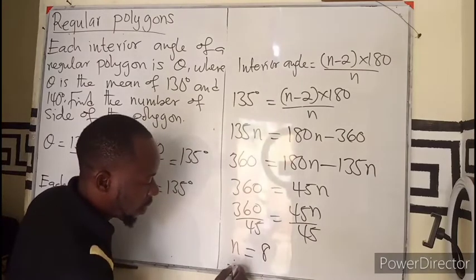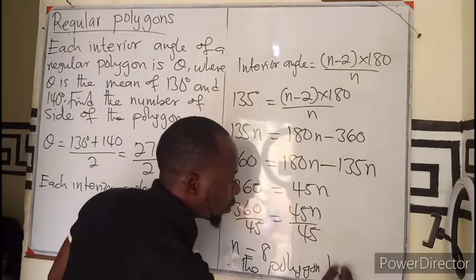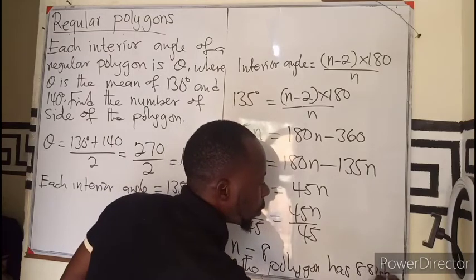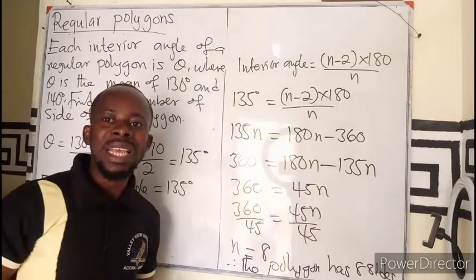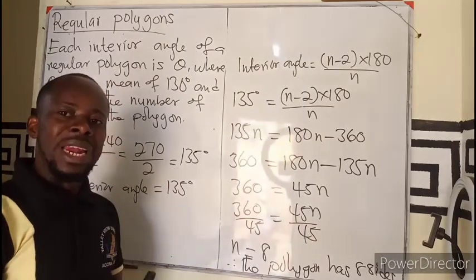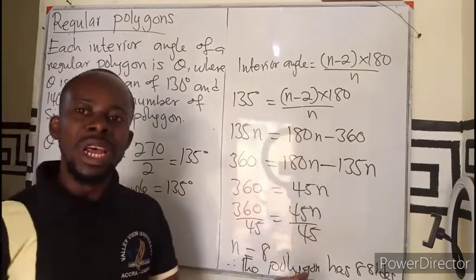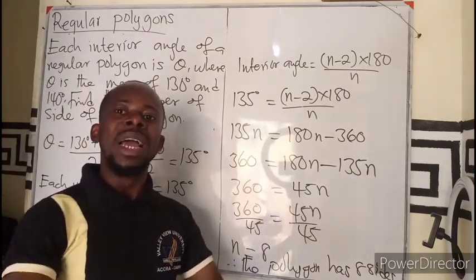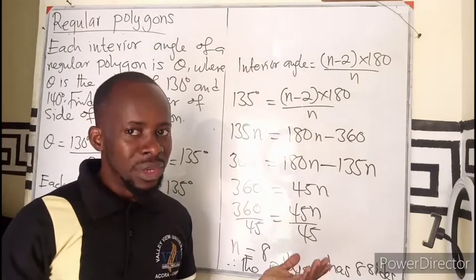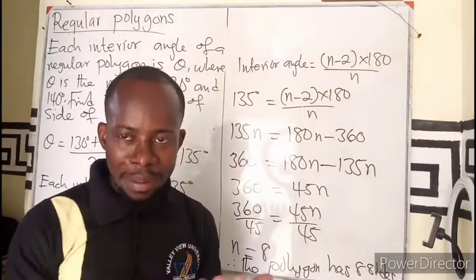8. So therefore, the polygon has what? 8 sides. So we can see that if you know the number of what? Sides, you can find the interior angle. If you know the interior angle, you can also find the number of sides. That will not be a problem. I believe you have learned something. You have grabbed the concept.